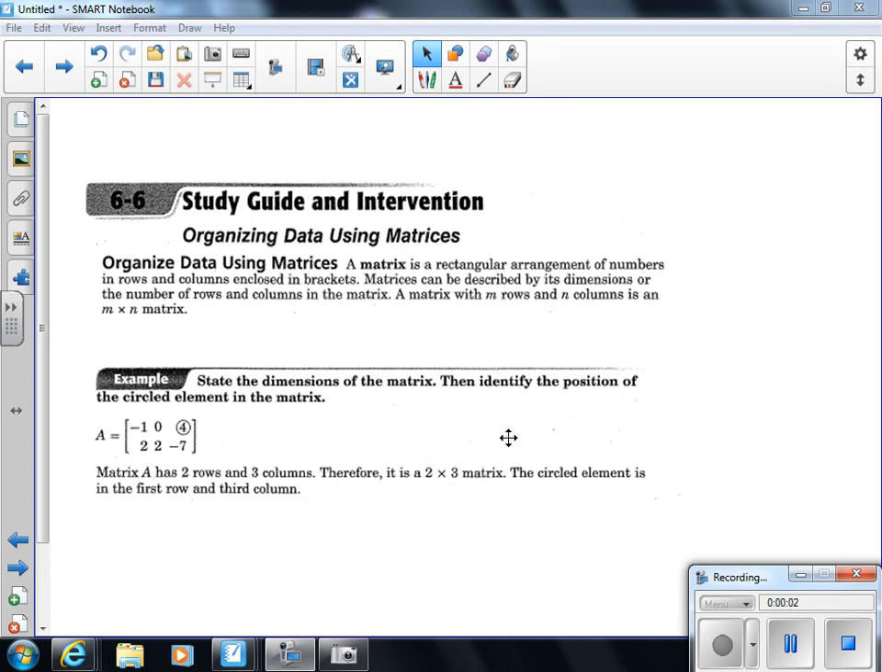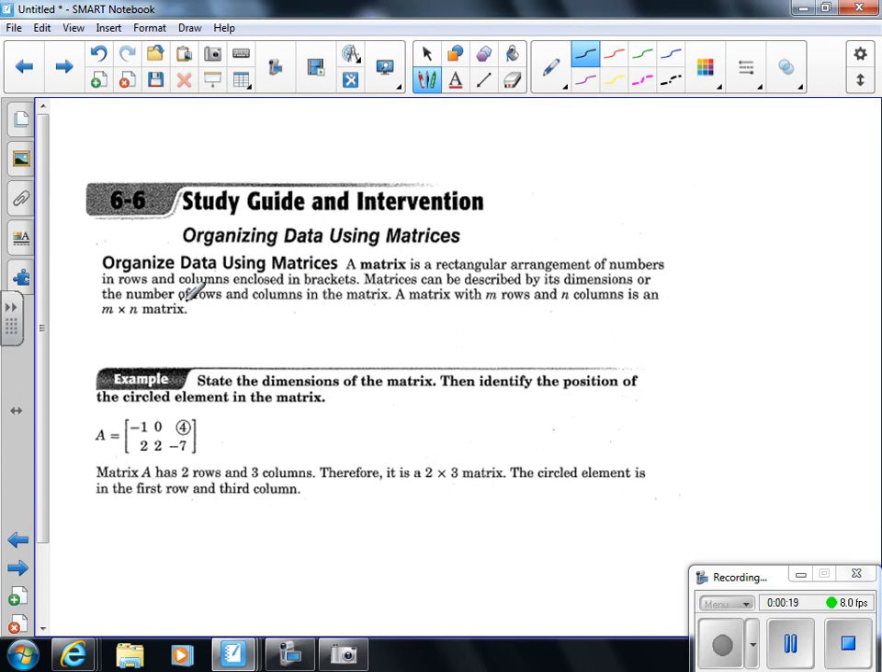Today we're going to be looking at organizing data into matrices. A matrix basically is a rectangular arrangement of numbers in rows and columns inside brackets. Matrices can be described by their dimensions, or the number of rows and columns. So that's something you need to keep in mind. You want to know the number of rows and columns in the matrix.